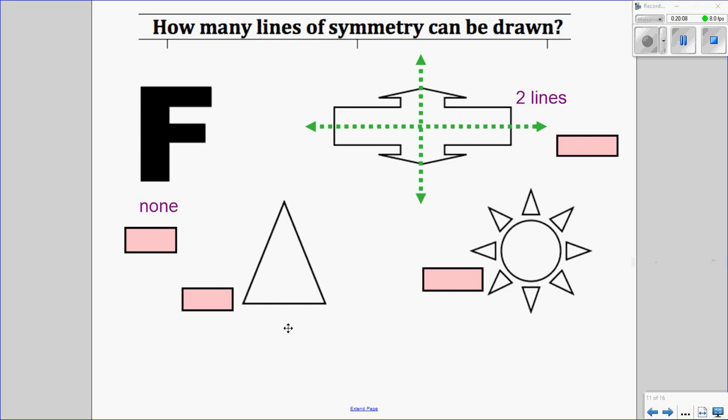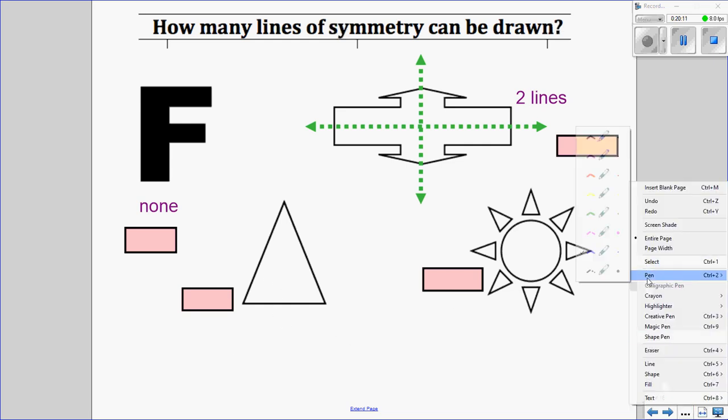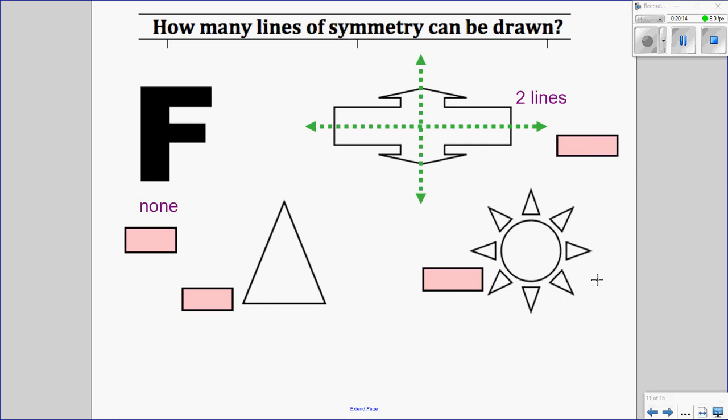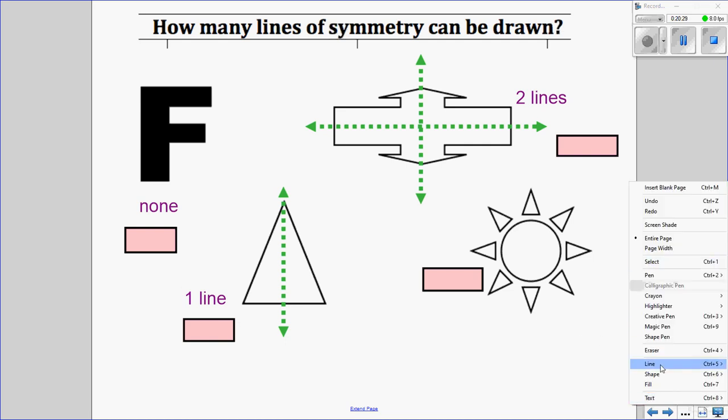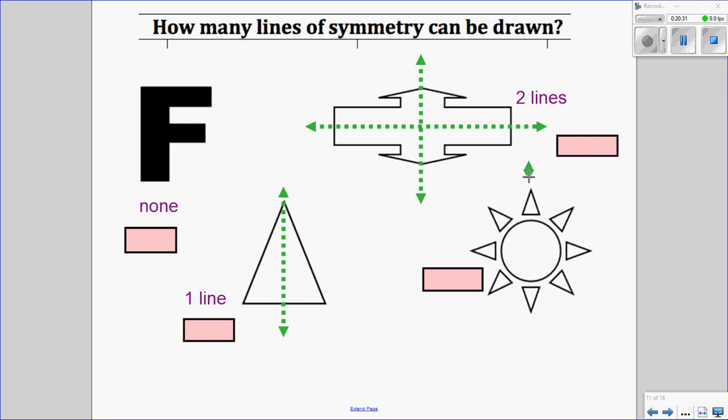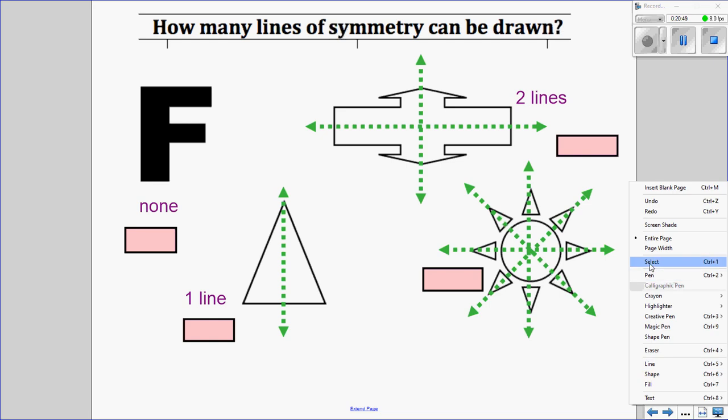How about this? Is there a line that we can create to fold this in half to make it symmetrical? Yeah, right down the middle, right here. So that means there's only 1 line of symmetry. And then for this sun shape, how many lines? Let's do this together. We got 1. We got 2. Most of you might say 2, but there's another one. 3. Another one. 4. So we got 4 lines of symmetry.